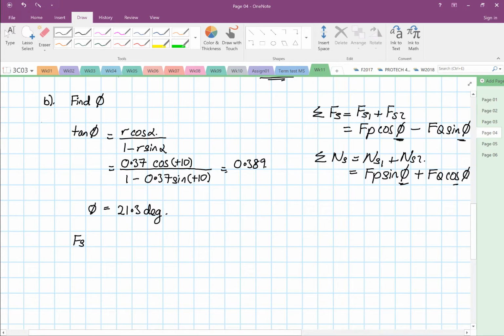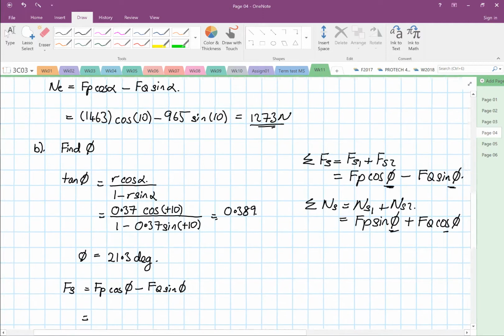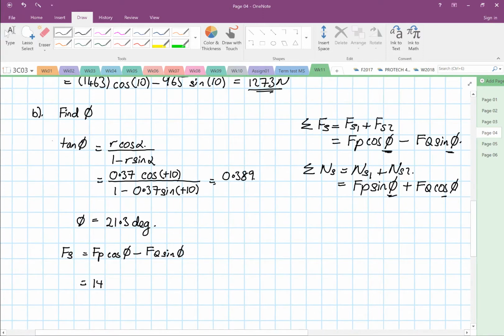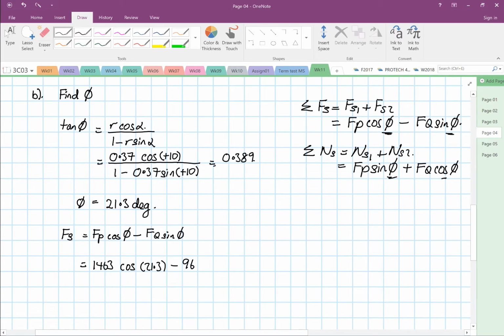So this will be equal to Fs, which is parallel to the shear plane, is equal to Fp cos phi minus Fq sine phi. So your Fp is 1463 cos of 21.3 minus Fq, which is 965 sine of 21.3. Okay, so this will be equal to 1463 cos 21.3 minus 965 sine 21.3. So this will be equal to 1012.5.